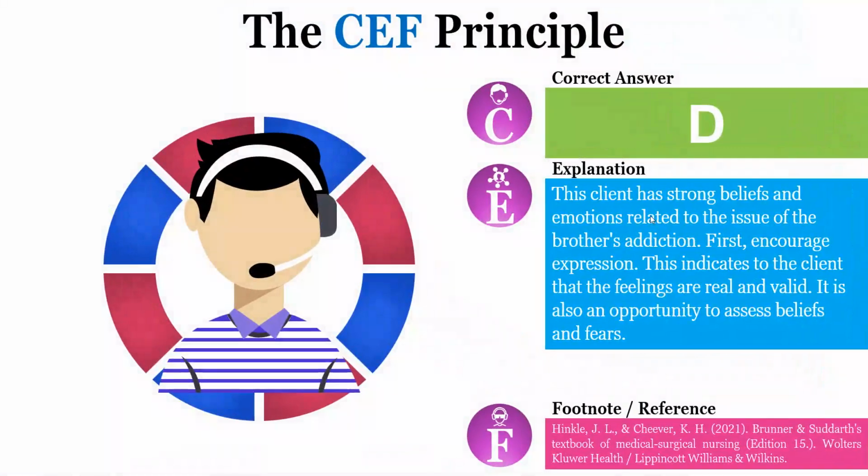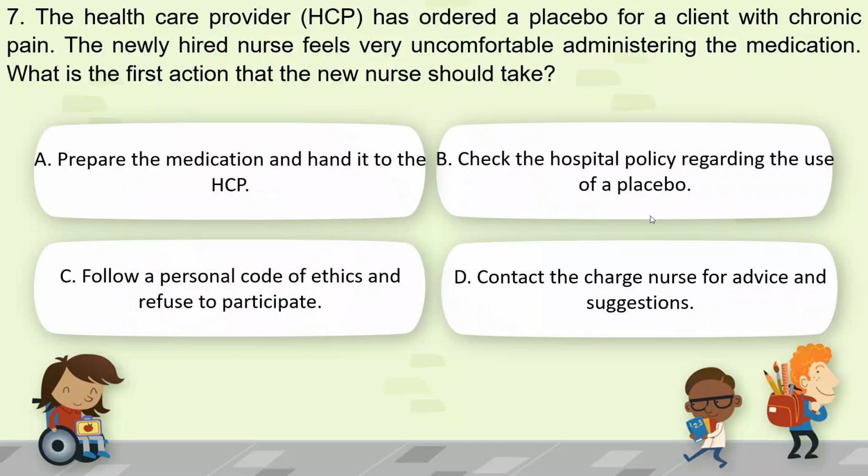Number seven. The healthcare provider has ordered a placebo for a client with chronic pain. The newly hired nurse feels very uncomfortable administering the medication. What is the first action that the new nurse should take? A. Prepare the medication and hand it to the healthcare provider. Letter B. Check the hospital's policy regarding the use of placebo. Letter C. Follow a personal code of ethics and refuse to administer. Or letter D. Contact the charge nurse for advice and suggestions.